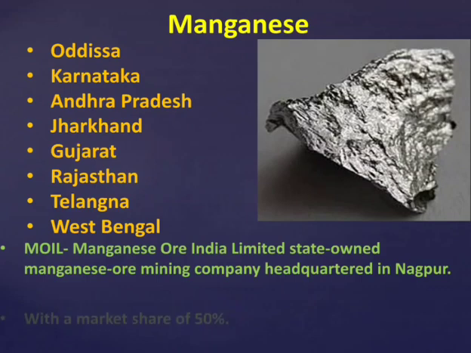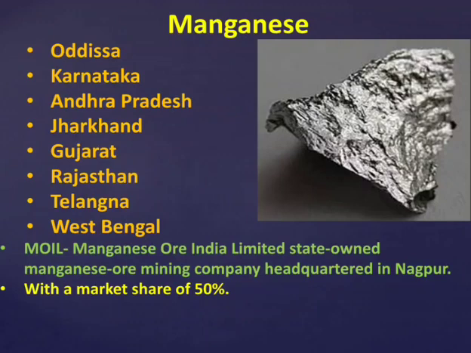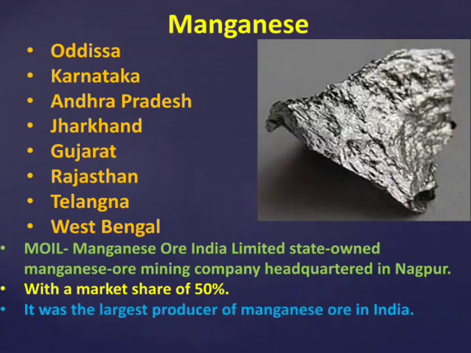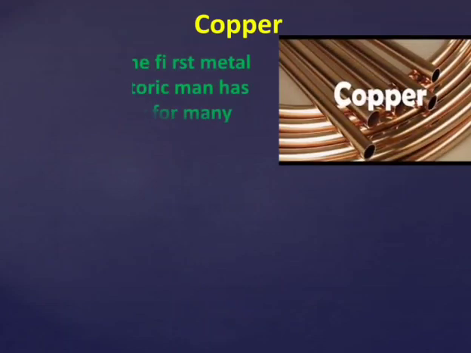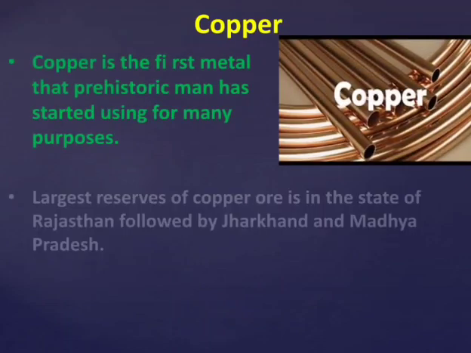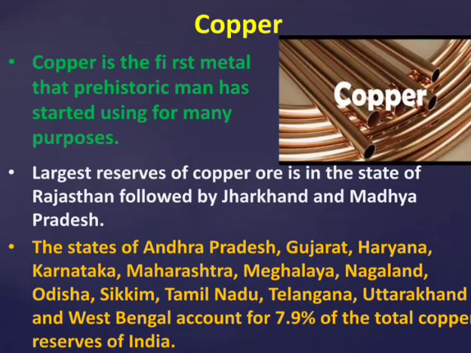The next we are going to see is copper. Copper is the first metal used in the prehistoric period. Copper is flexible in nature and is used for making cooking utensils. Nowadays it is extensively used in a variety of electrical machinery, wires and cables, etc.